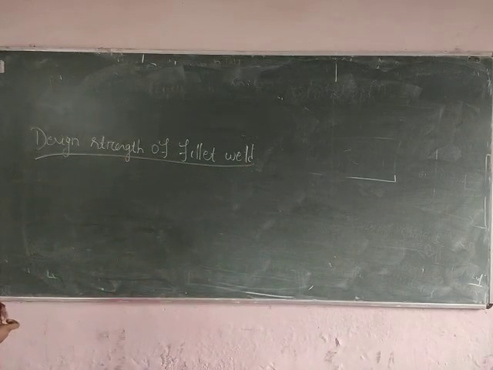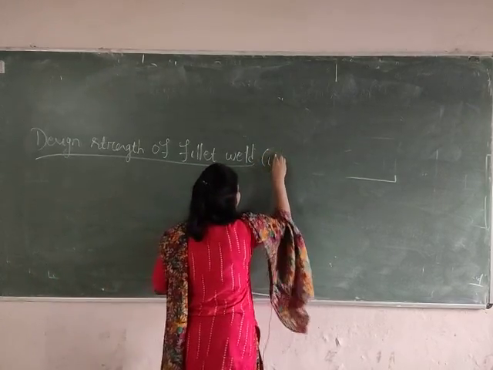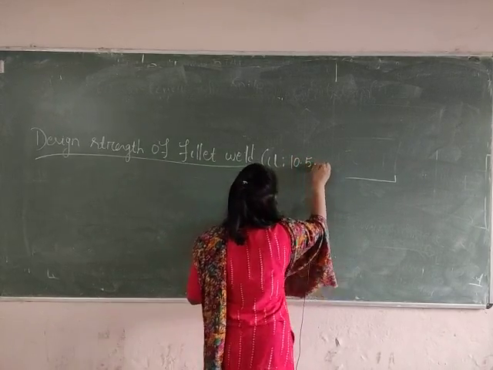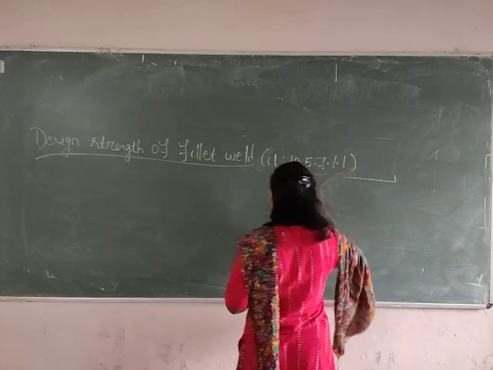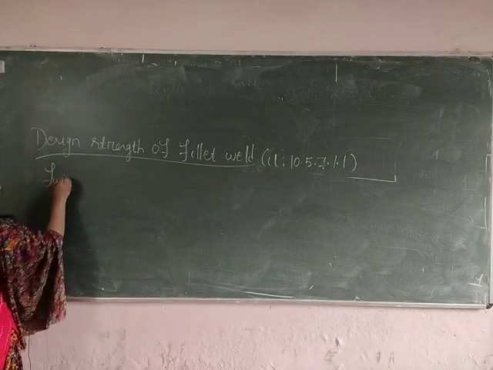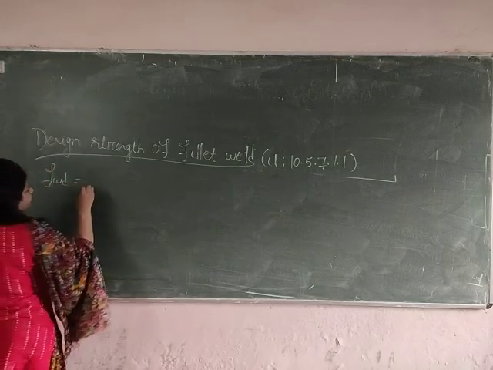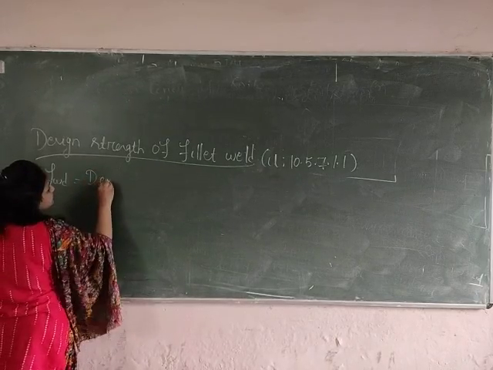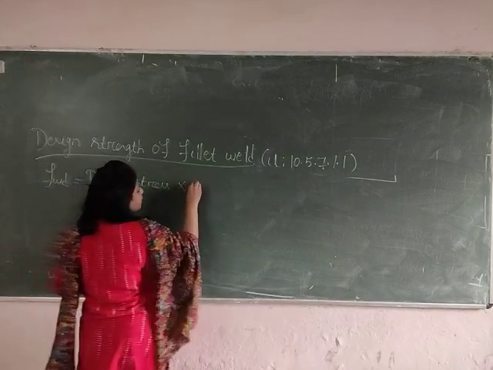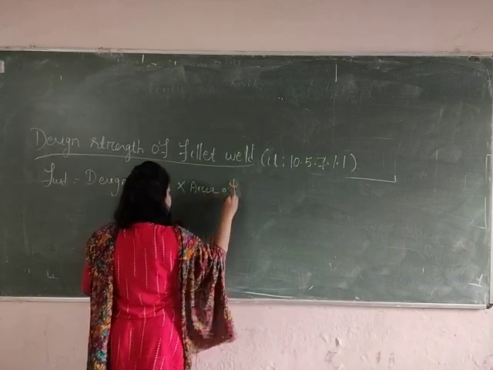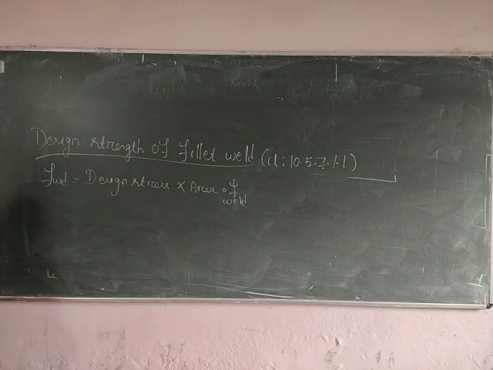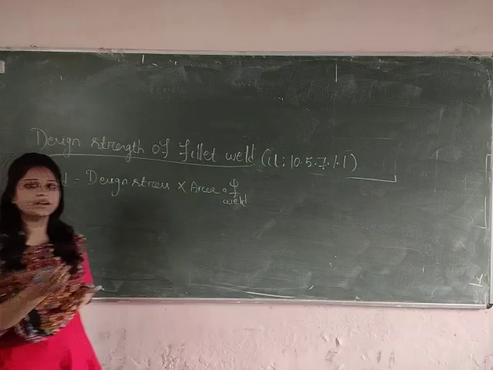So you can refer to clause number 10.5.7.1.1 for the design strength of fillet weld. So design strength of fillet weld can be calculated by design stress into area of weld. Here the design strength of fillet weld means the load carrying capacity of the joint.